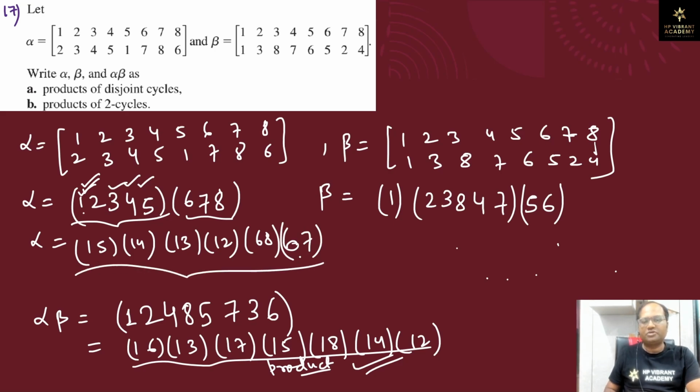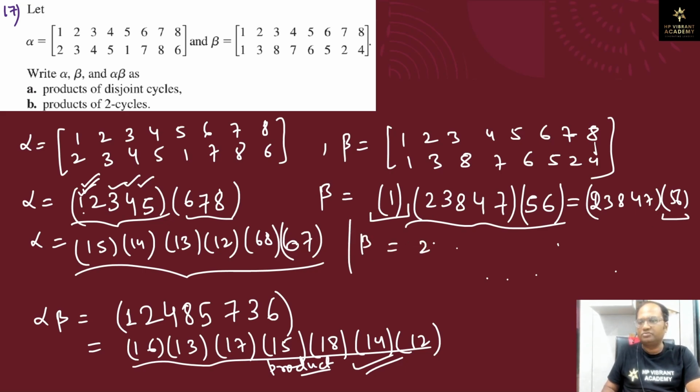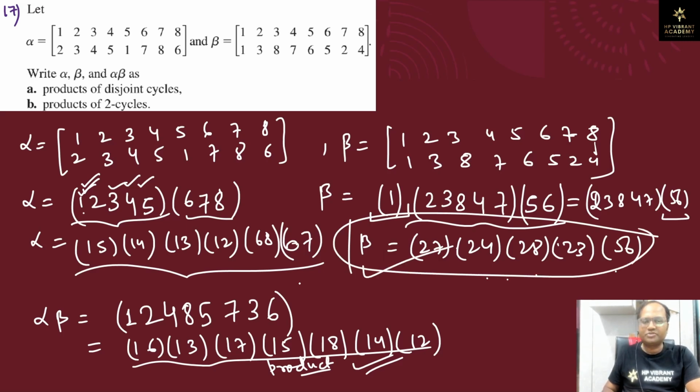So this is nothing but a product of transpositions. Similarly this one. So we can omit this one. So we have 2 3 8 4 7 5 6. So 5 6 is already a transposition. So beta is equal to 2 7, 2 4, 2 8, 2 3, and 5 6. So this is beta as a product of transpositions, and this is alpha as a product of transpositions, and this is alpha beta as the product of transpositions.